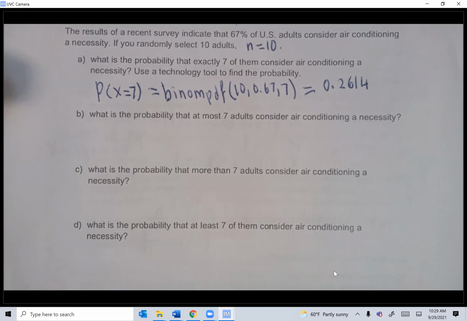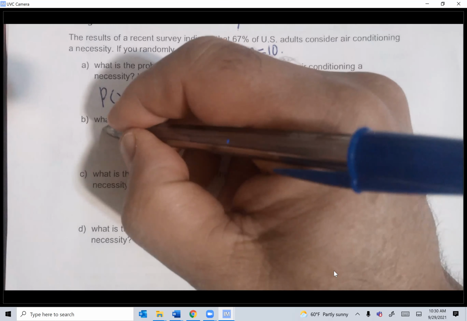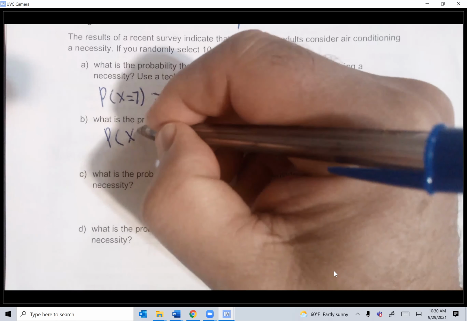B. Let's go to the next one. What is the probability that at most 7 adults consider air conditioning a necessity? Now you guys understand why I went through at most and at least and all those inequalities, because as you can see, they're popping up in here. At most 7, guys, means less than or equal to 7.